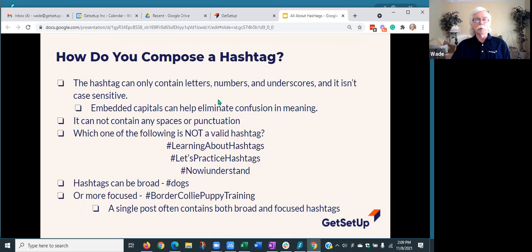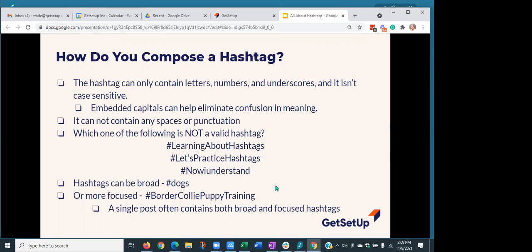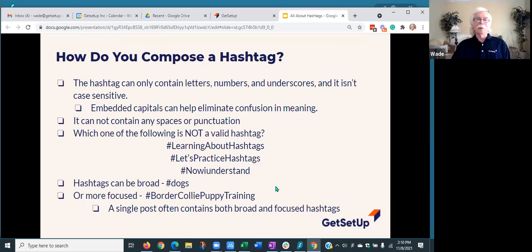So based on those rules, here's a quick quiz. Which of the following of these is not a valid hashtag? The middle one, it's got an apostrophe. There you go. Yep. The first two are okay. This one doesn't have any capitals, but it doesn't matter. This one's got an apostrophe. That's not a valid hashtag. Actually, the hashtag would be hashtag LET, and then it's going to just take this as text after the hashtag.